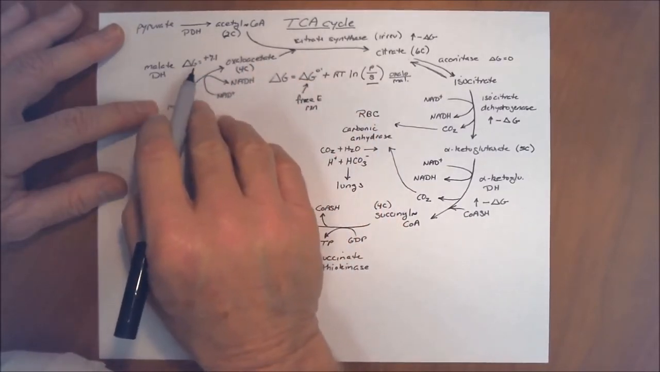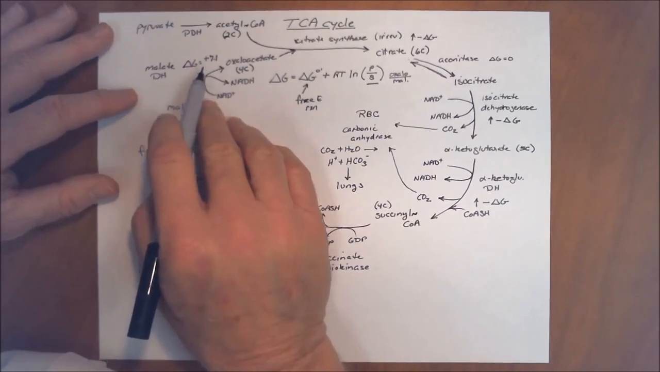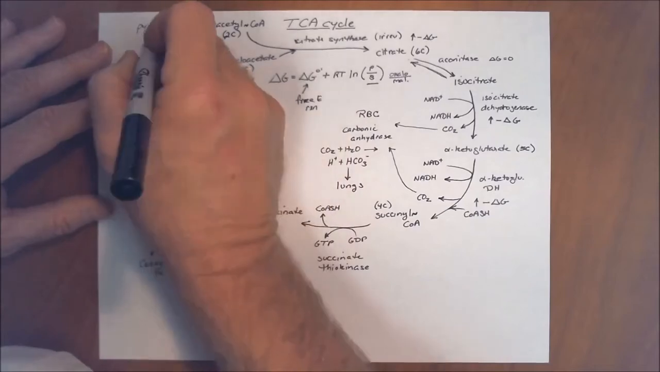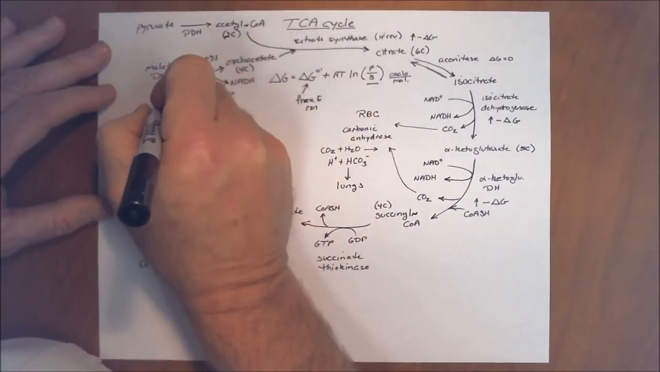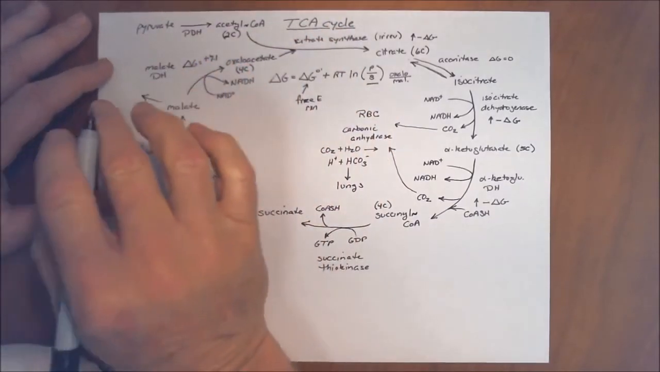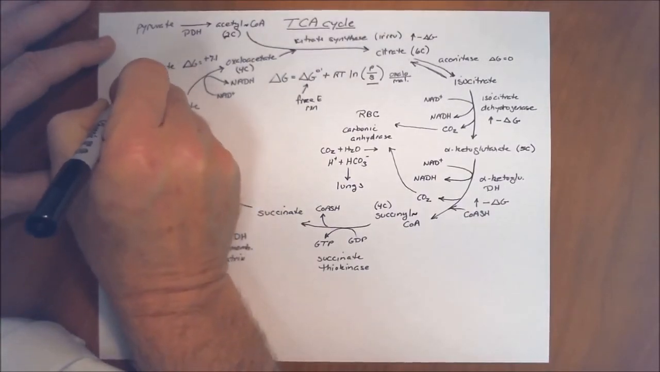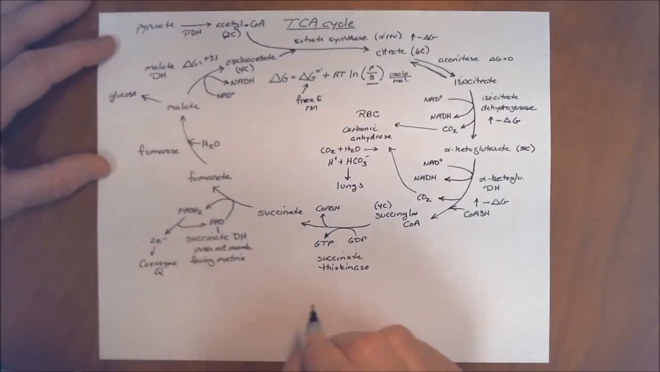This high delta G will become very important in the liver because we are going to take advantage of this reversibility in this reaction, and malate only in the liver, not in the skeletal muscle. This will be used for producing glucose in gluconeogenesis.